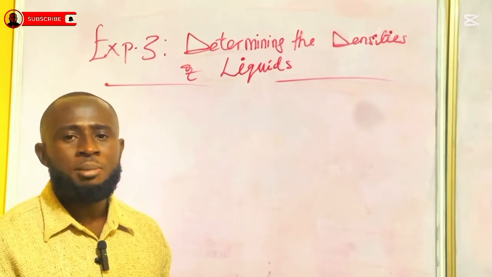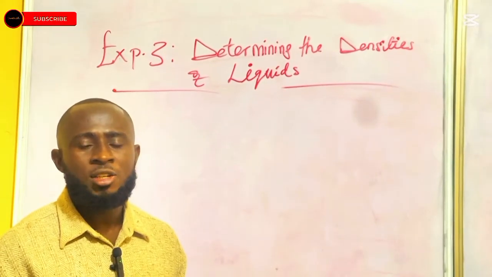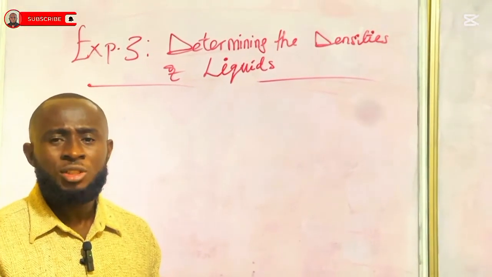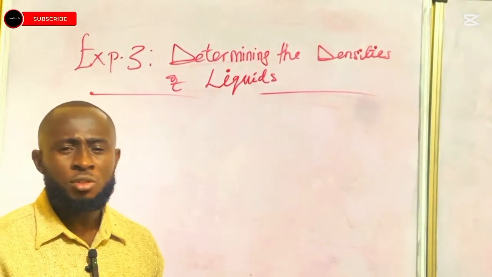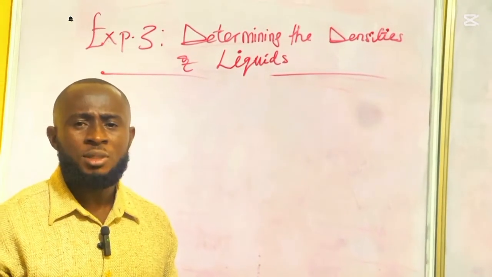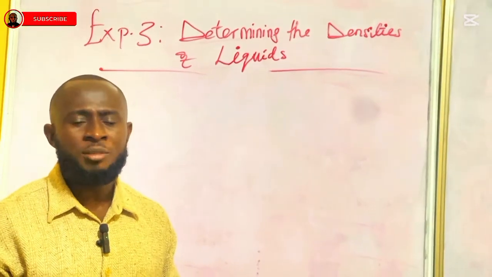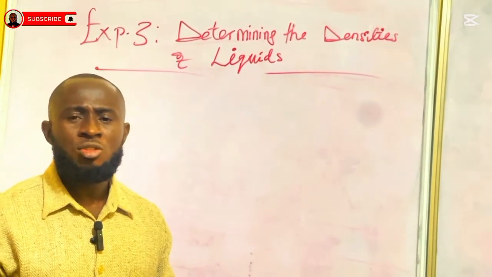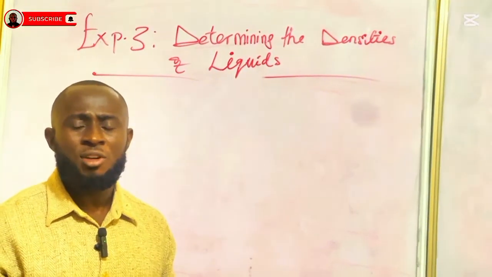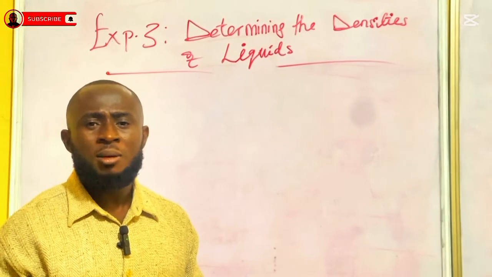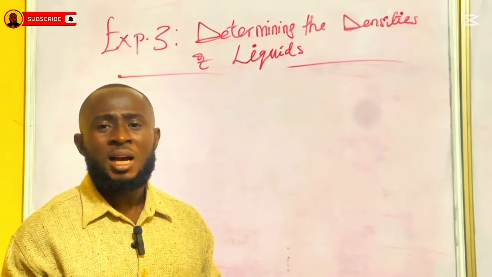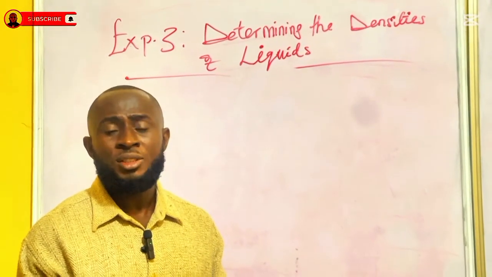Today we'll be talking about determining the density of liquids. The last video I made talked about how to determine the density of solids. Liquids come in two forms: we have liquids that are more viscous than others. Viscosity does not play a role when it comes to the density of liquids. There are liquids that are more viscous than others, but yet they have a very low density.